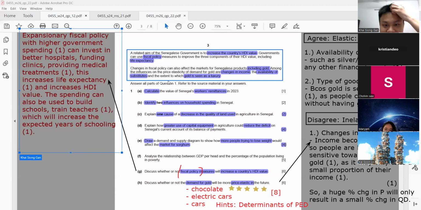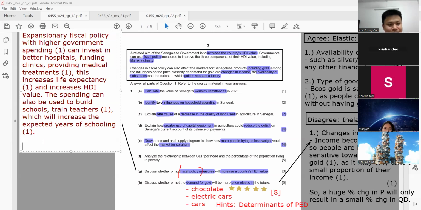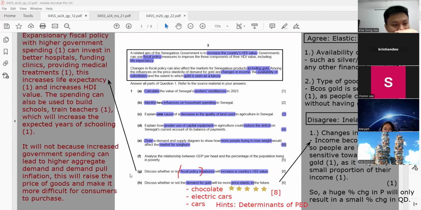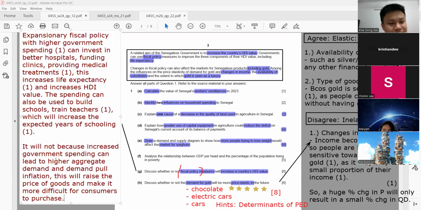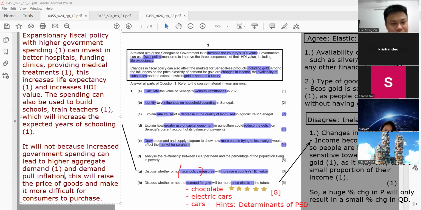The disagree is where, cannot find already. Where is your disagree answers? Can you paste again? Wait. Okay. Thank you. It will not, because government spending can lead to higher inflation. Whoa, this is very good. This can lead to higher aggregate demand, correct? And demand pull inflation, very good.